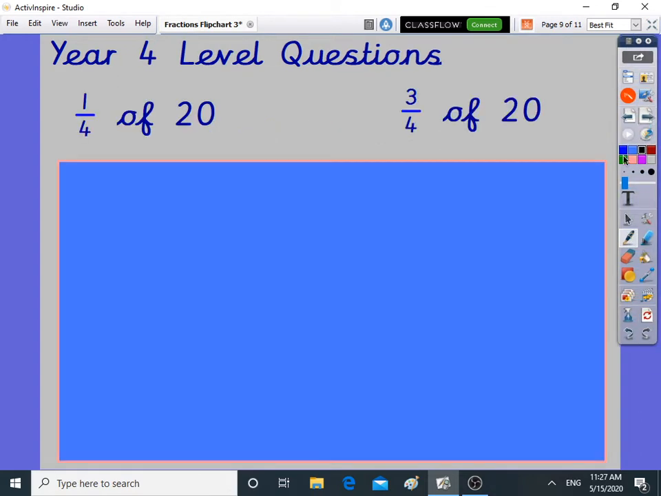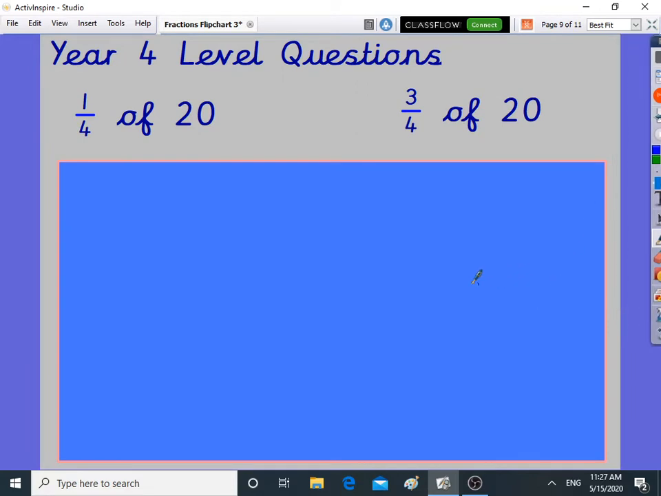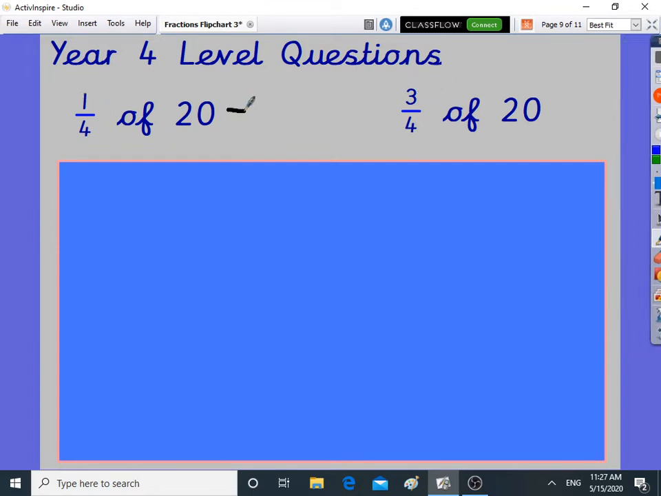So year 4, we're advancing to fractions of a quantity still, but sometimes the numerator, the top, is not going to be 1 anymore. Okay? We can do all this through singing, and I'll show you how. So first I'm going to do a quarter of 20. Sing my 4s up to 20. 4, 8, 12, 16, 20. That is 5. So 1/4 of 20 is 5.